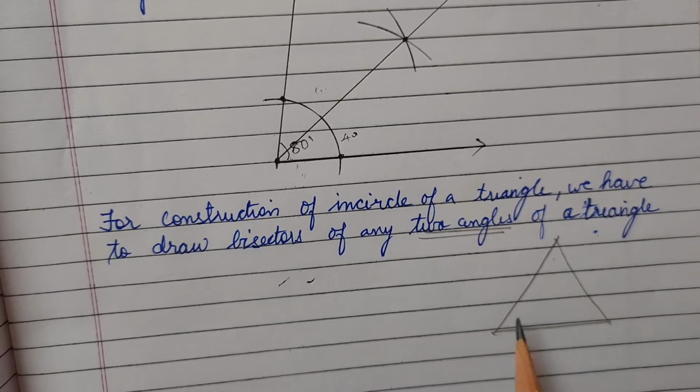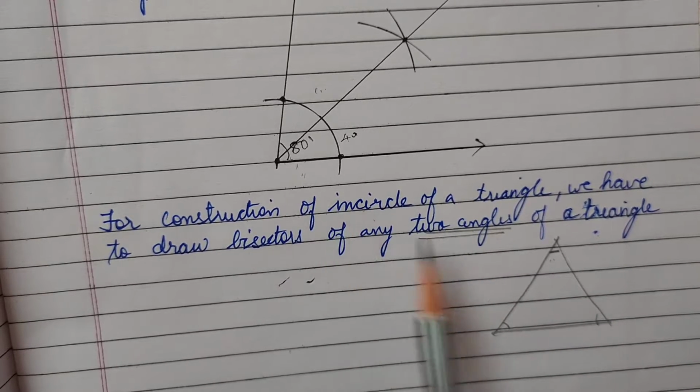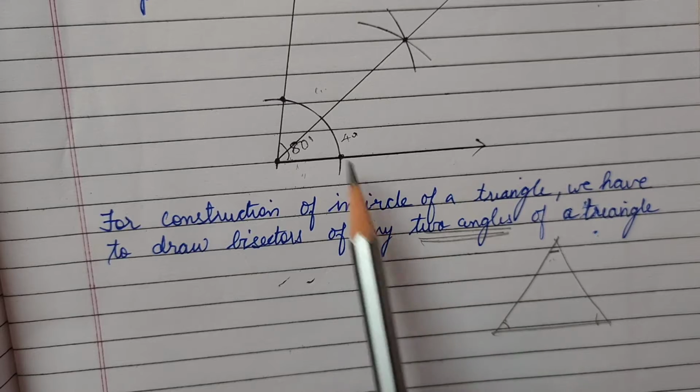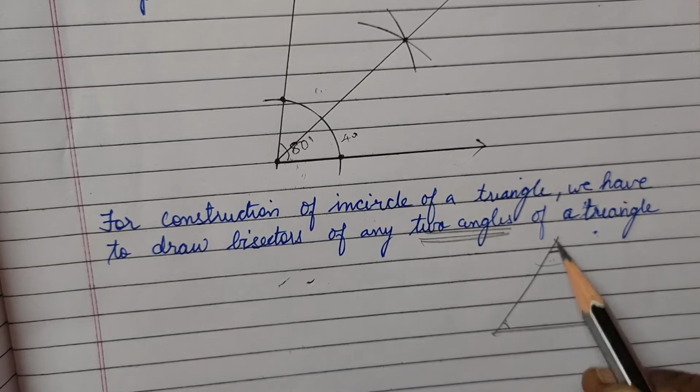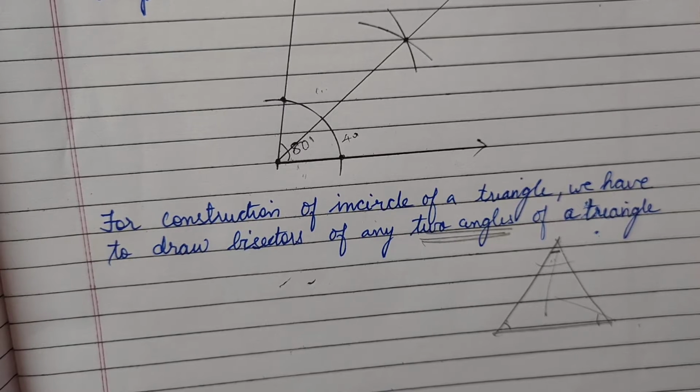How many angles are there in the triangle? We have 3 angles: 1, 2, 3. But the instruction says to draw the in circle, we need to draw an angle bisector on any two angles. We can draw an angle bisector here also or here. Any two angles is enough. Not all the 3 angles are necessary. Okay, I know it may be confusing. After seeing the construction which I am going to draw, it will be very clear for you all.